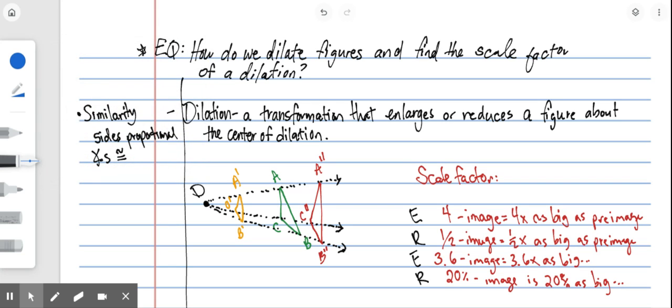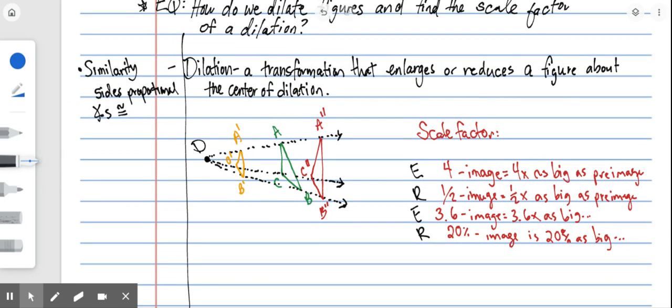Okay, so then let's take our original drawing and let's note some things about this. So ABC is the pre-image. A prime, B prime, C prime is an image after a reduction. Okay, so you'll notice that the reduction makes the image go closer to the center of dilation. Notice it's closer to the center of dilation than the original image. And then A double prime, B double prime, C double prime is an image after an enlargement.